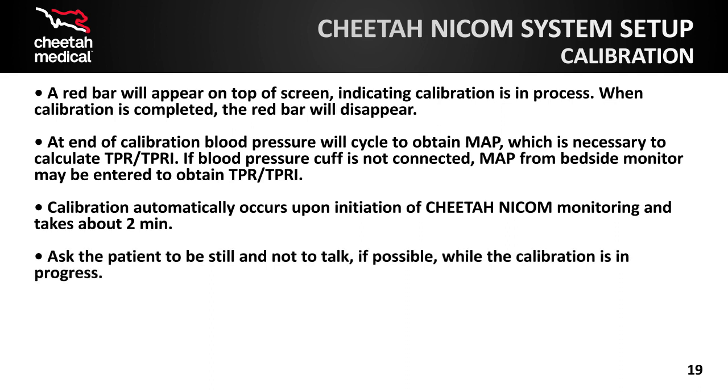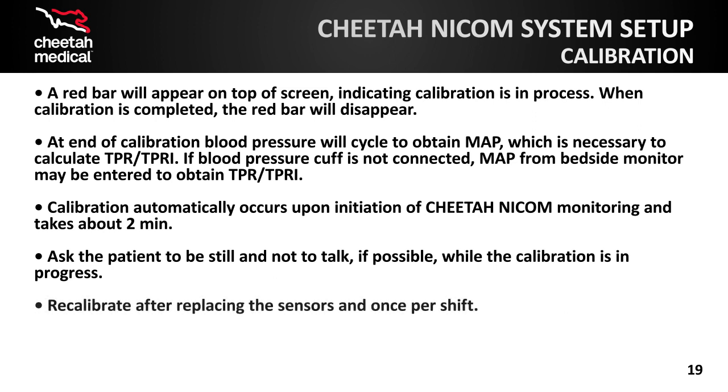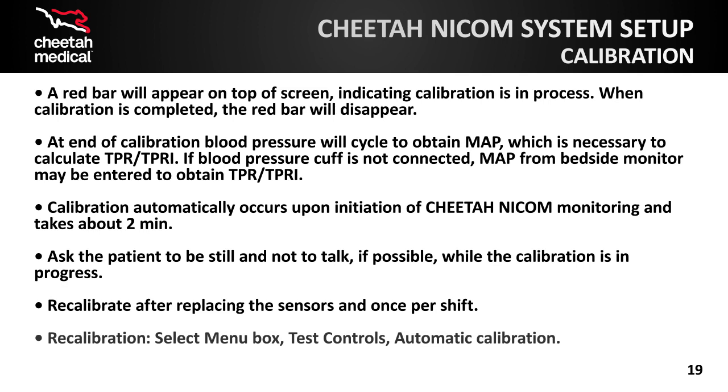Note, the system needs to be recalibrated after replacing sensors, which should be done every 48 hours. To ensure optimal operation, check the sensor placement and date of sensor placement at the beginning of each shift and recalibrate. Check sensor placement and the date of sensor placement when hemodynamic numbers are in question and recalibrate. Once the sensors are replaced, to recalibrate, select Menu Box, Test Controls, Automatic Calibration.